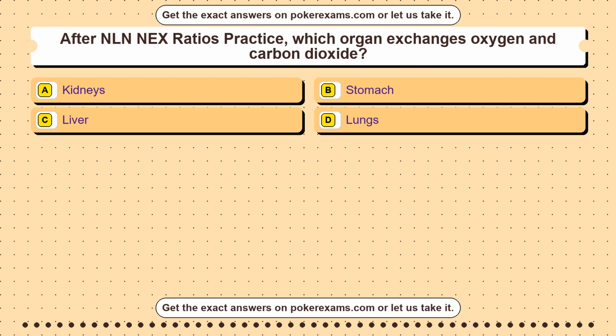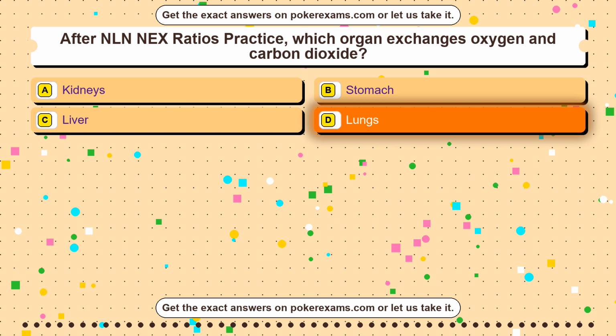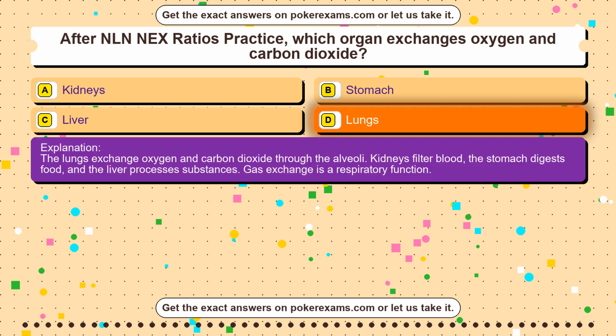Question 6. After NLN NEX Ratios Practice, which organ exchanges oxygen and carbon dioxide? Option A kidneys. Option B stomach. Option C liver. Option D lungs. The correct answer is option D, lungs. The lungs exchange oxygen and carbon dioxide through the alveoli. Kidneys filter blood, the stomach digests food, and the liver processes substances. Gas exchange is a respiratory function.